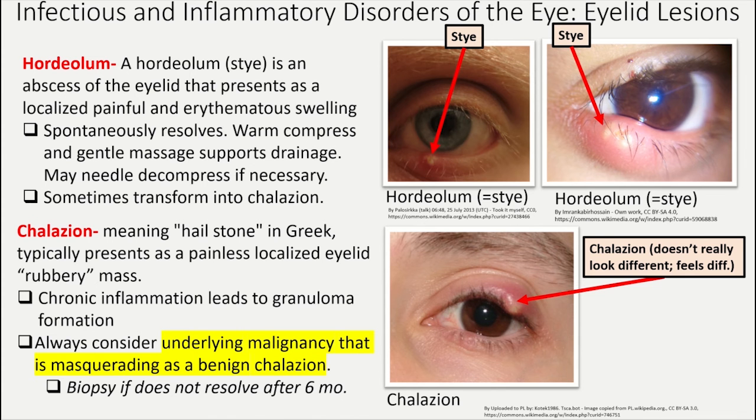Now, the thing that they'll always test you on the boards is, is this a chalazion or is this a malignancy? You won't be able to tell, but if it's still there after 6 months, you gotta biopsy. Absolutely, you gotta biopsy it. Otherwise, that could very well be a malignancy.